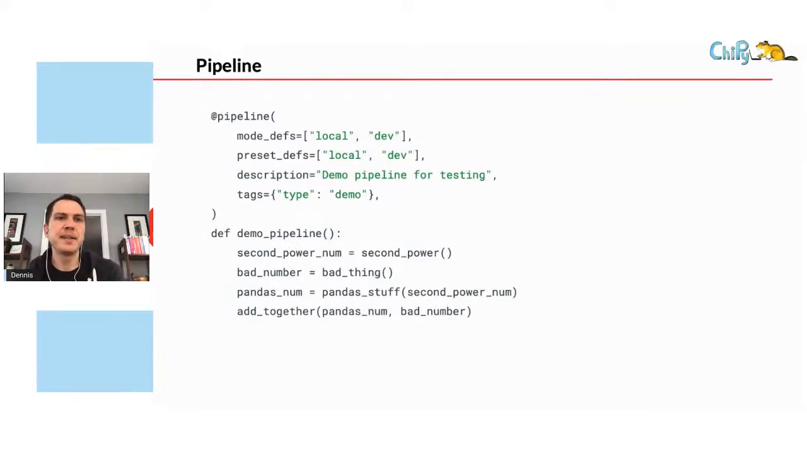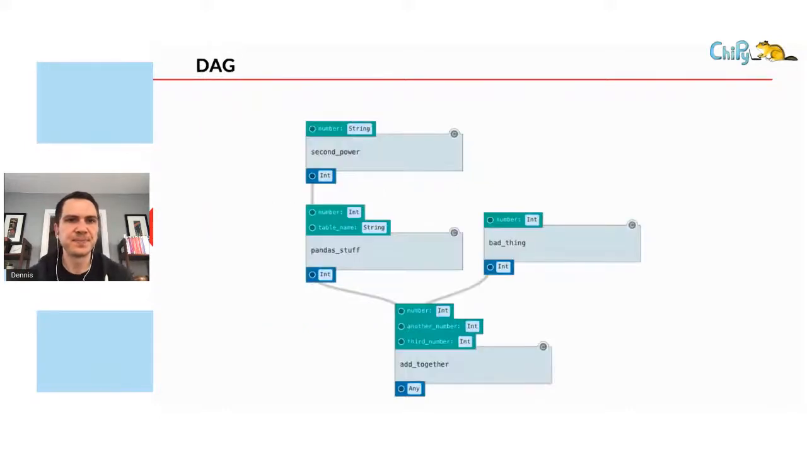Next slide. So this is what a pipeline is. Again, a pipeline is just functions strung together. You can see that we're using that second power function and we're saving that value and feeding it into another solid, which is then in turn getting fed into yet another solid. And then the pipeline is associated with certain modes and certain presets, and you can add tags and descriptions. So next slide.